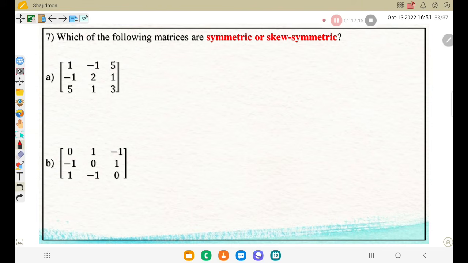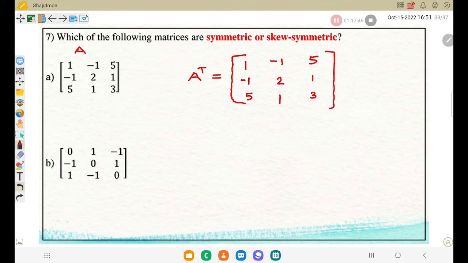So for example, which of the following matrices are symmetric and which of the following matrices are skew symmetric? That is the question. Symmetric matrix, skew symmetric matrix. For example, this is the A matrix. Just to calculate what is A transpose so that we can identify. A transpose equals, writing rows column wise: 1, minus 1, 5, minus 1, 2, 1, 5, 1, 3. Correct? This is the transpose.